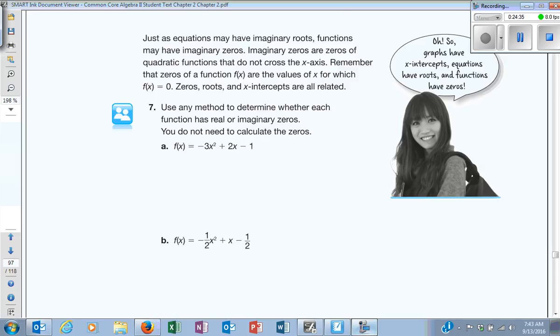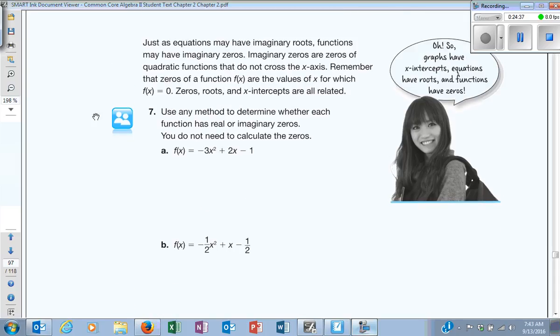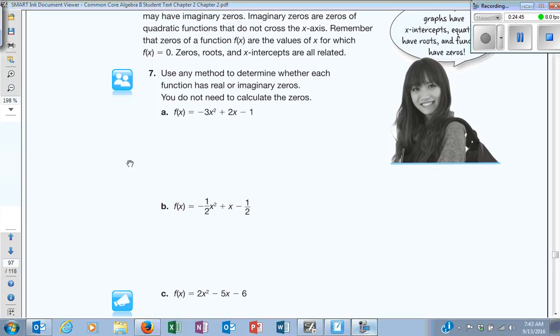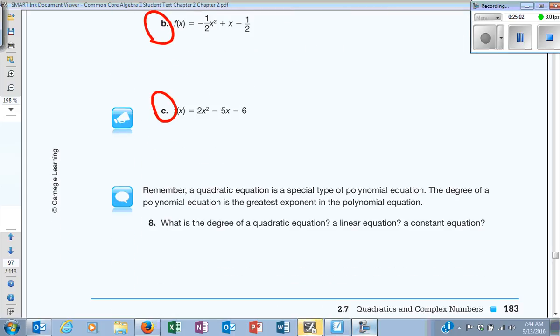So for homework, it's going to ask you to use any method to determine real or imaginary zeros. It says you don't need to calculate what they are, just need to say how many there are. Are there 1, 2, or no X-intercepts is basically what it's asking. Remember, roots are X-intercepts. So for homework, you're going to do A, B, and C so far. Does that make sense?